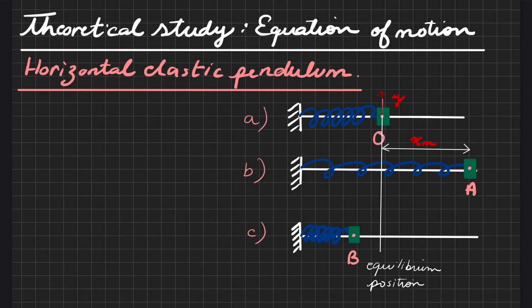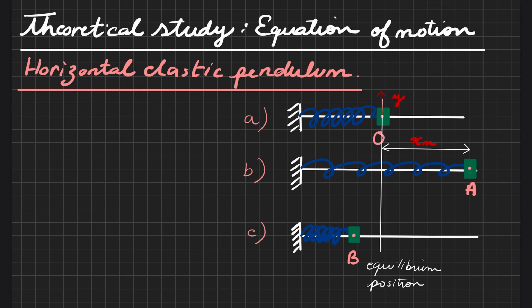Hello class, in this video we will resume where we stopped last time. Last time I asked you to study the motion of a horizontal elastic pendulum. When we say we want to study the motion of something, what are we exactly doing? We are trying to find the equation of motion. Our way to find the equation of motion of this horizontal elastic pendulum is by using the conservation of mechanical energy. Okay, so let's start together.